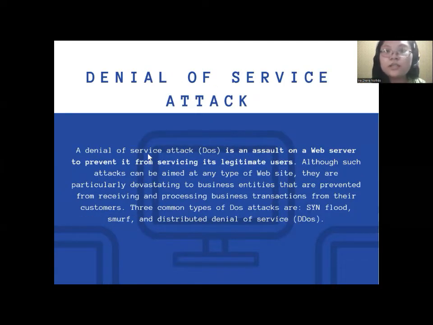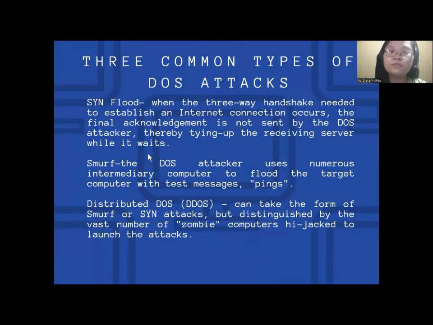Next is the denial of service attack, or the DOS. It is an assault on a web server to prevent it from servicing its legitimate users. Dito nangyayari yung pagbablock, for example, sa isang website kaya hindi maka-access or hindi maka-process ng business transaction from a customer. Merong common types nitong denial of service attack. The first type is the SYN flood. It is when, during the three-way handshake needed to establish an internet connection, the final acknowledgement is not sent by the DOS attacker, thereby tying up the receiving server while it waits.